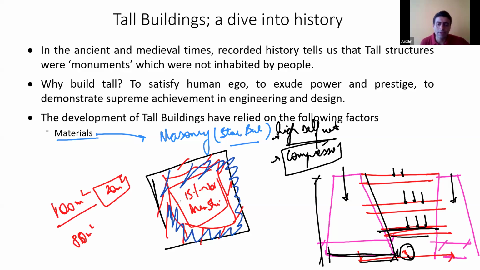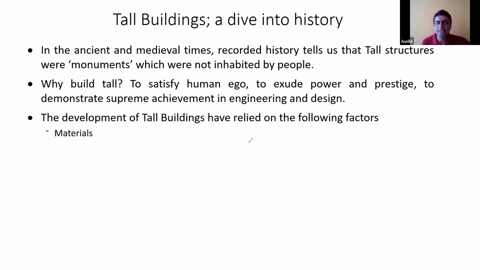So when it comes to material, if you have a material which can only take compression, the structural forms you will have to create will add to a very large area being eaten up by the structural system itself. It may not make much sense to build tall, because the taller you try to go, the more plan area is eaten up by the structural elements. So it does not make economic sense to build tall if you only have masonry-like material.